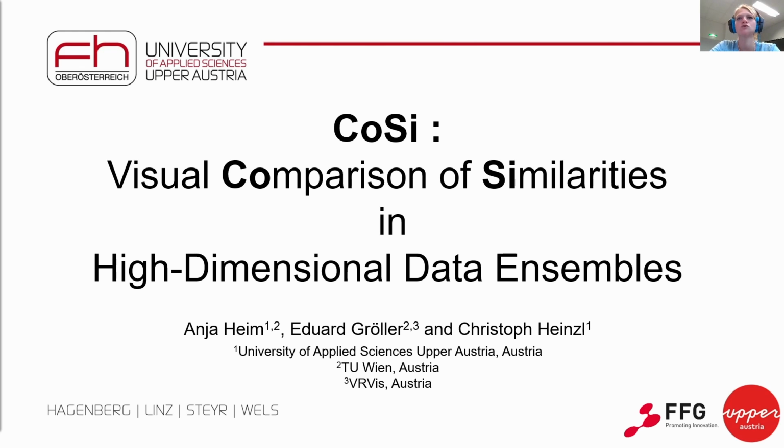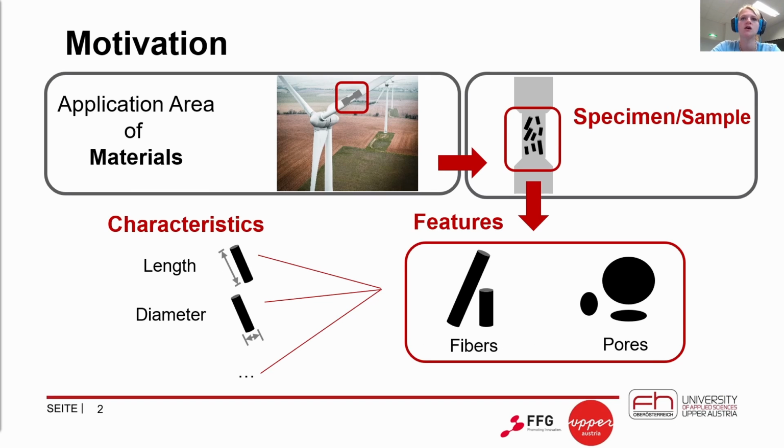And today I want to talk about our framework CoSi, which enables a visual comparison of similarities in high-dimensional data ensembles. So CoSi was initially developed to support the exploration of materials. And to be useful in our daily activities, materials have to fulfill certain properties. For example, the material of this wind turbine has to be resistant and durable. And these properties are induced by the inner structure of the materials.